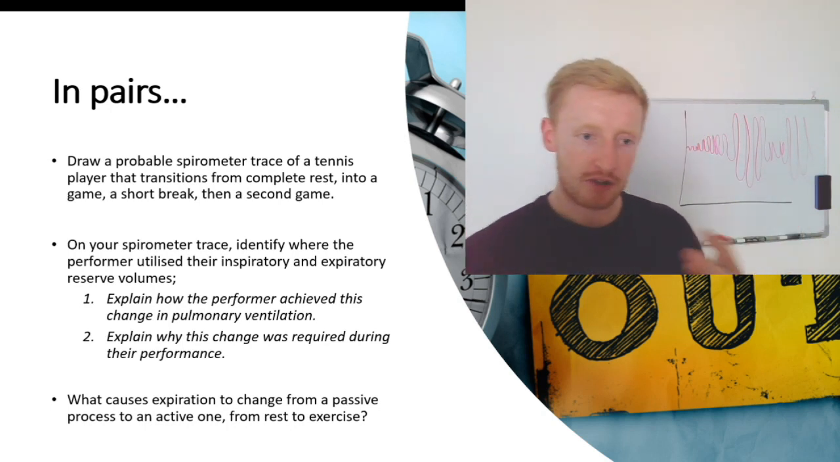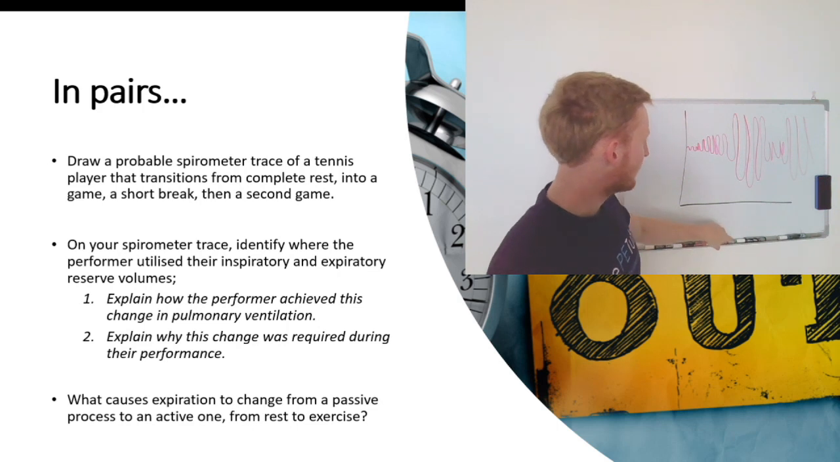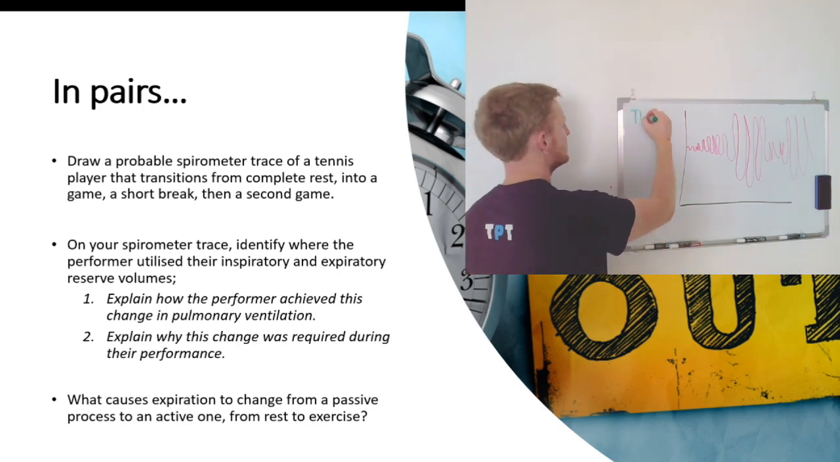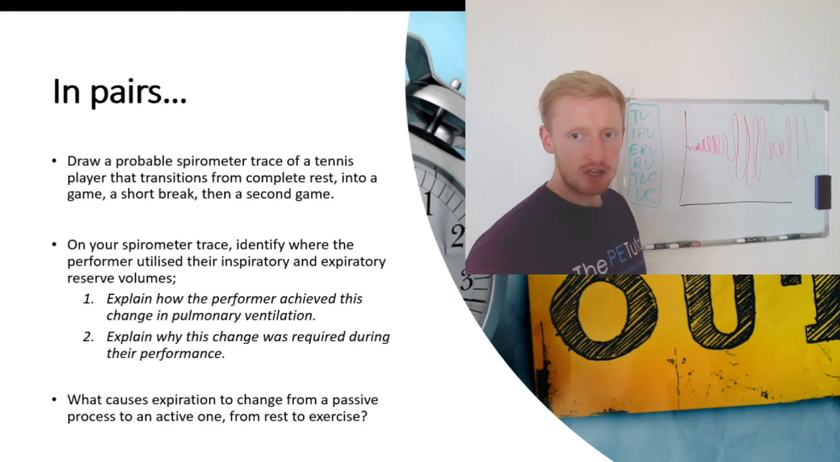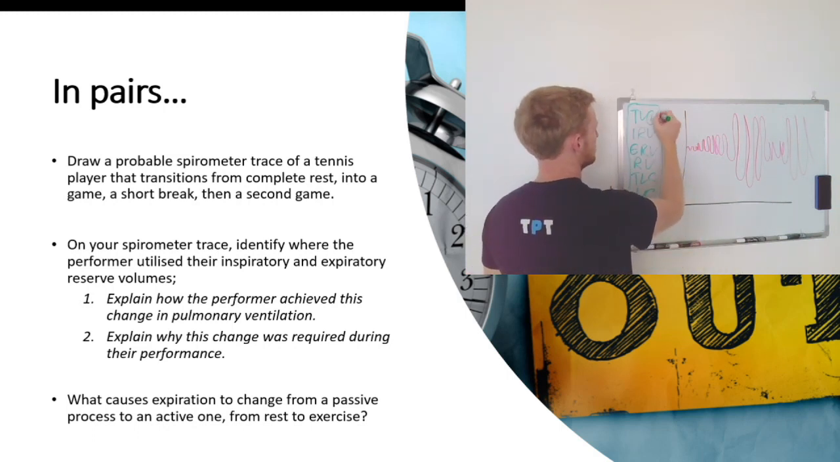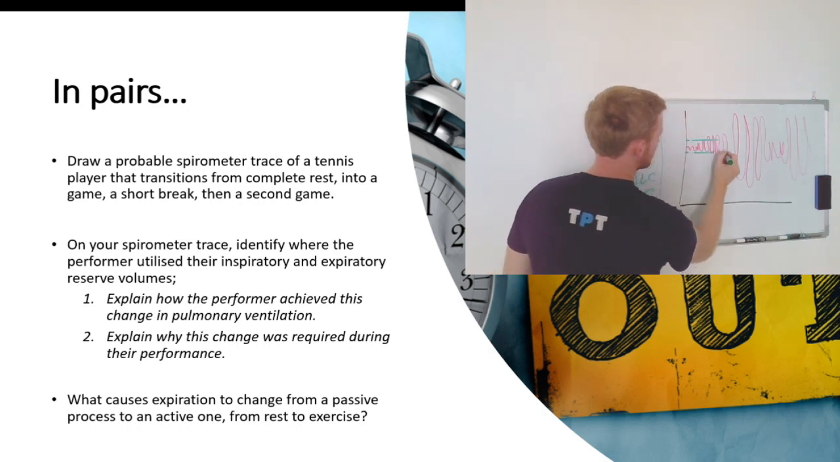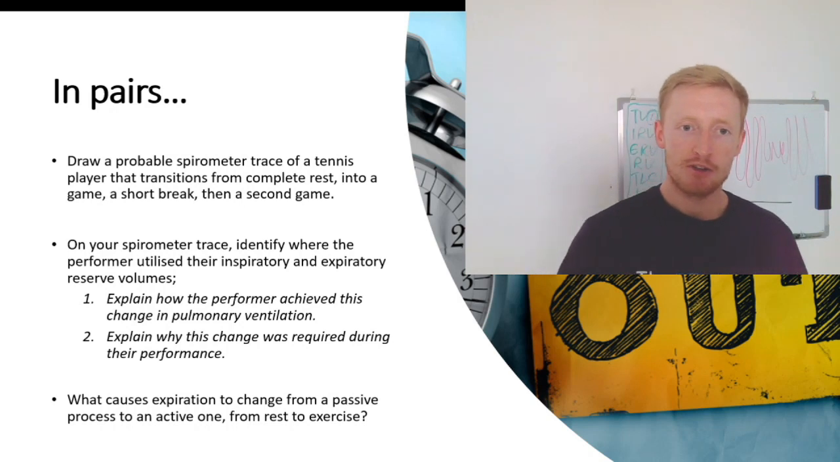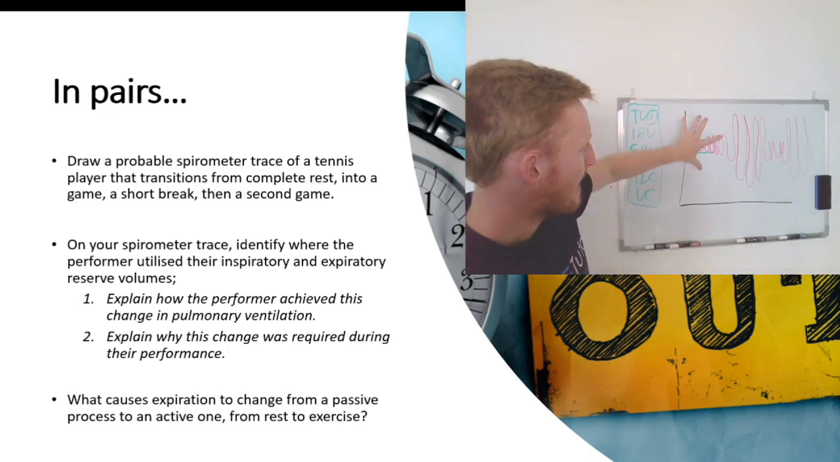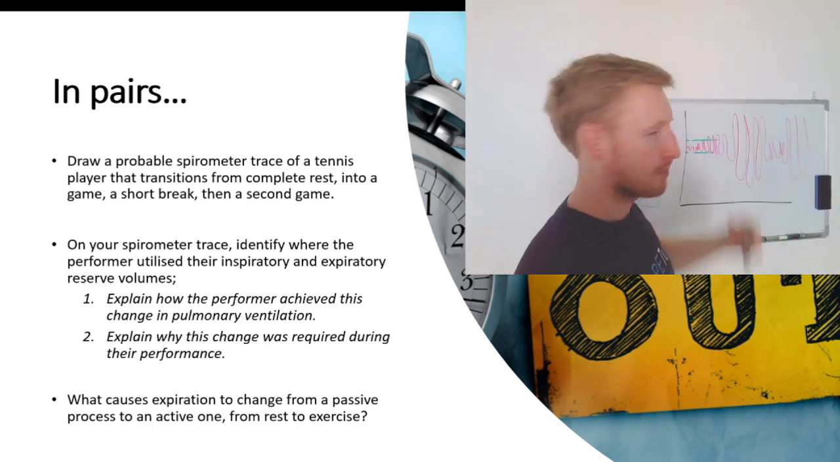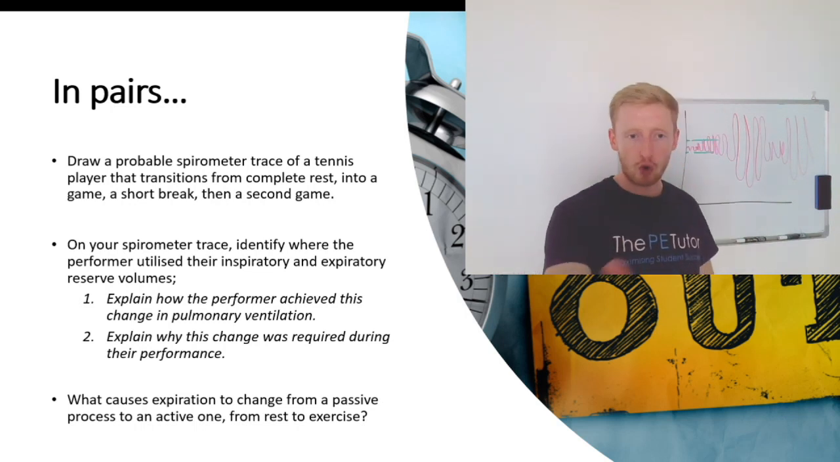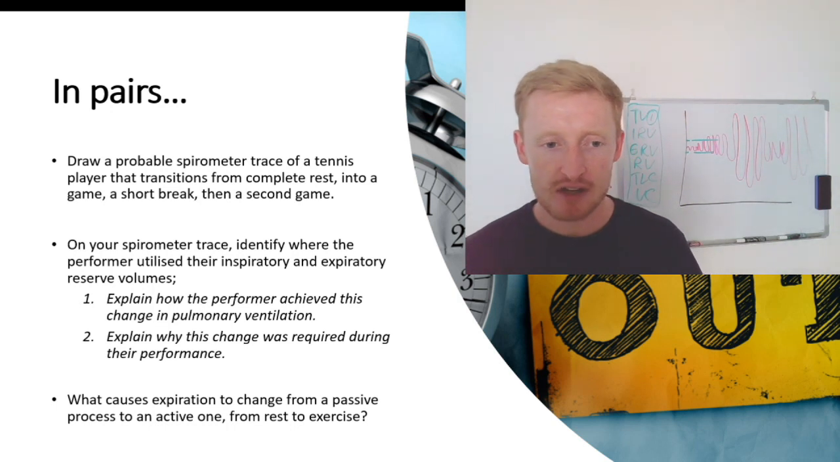So you can draw a spirometer trace, and then once you've got that, that's when you can go through your TV, your IRV, your ERV, your residual volume, your total lung capacity, and your vital capacity. Those are your six main definitions. If you were to number them, try and draw on and complete your own spirometer trace. Just get to grips with using these definitions and plotting them and seeing when and where breathing occurs on a spirometer trace. Okay, then the third part: what causes expiration to change from a passive process to an active one?